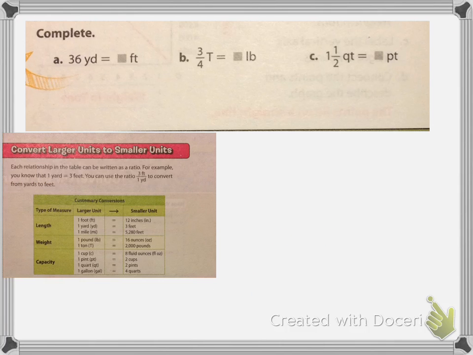This first problem that we have here says 36 yards equals how many feet? So we're working on A right now. The first thing we need to do is get our conversion. So feet in yards. We need to look down here and we can see in our table that 1 yard equals 3 feet. So I'm going to write 1 yard equals 3 feet.